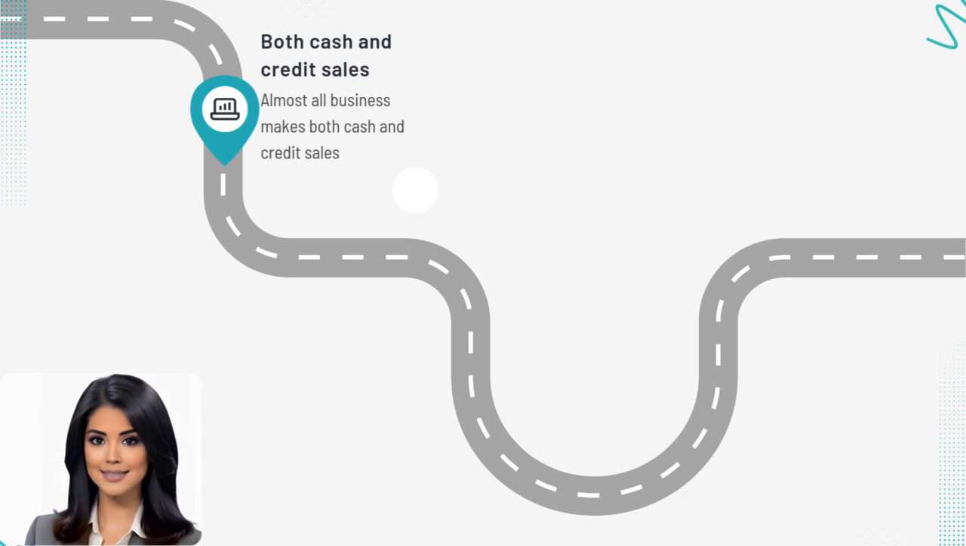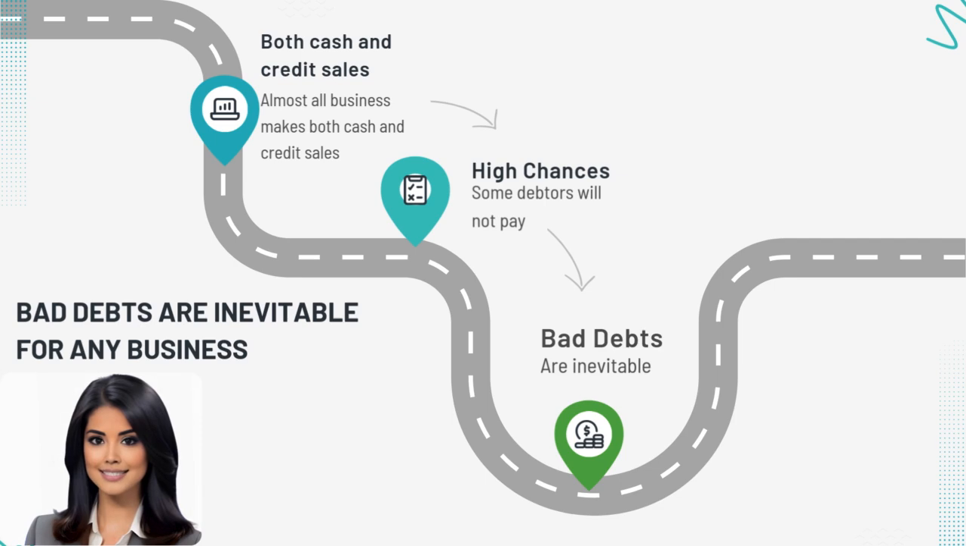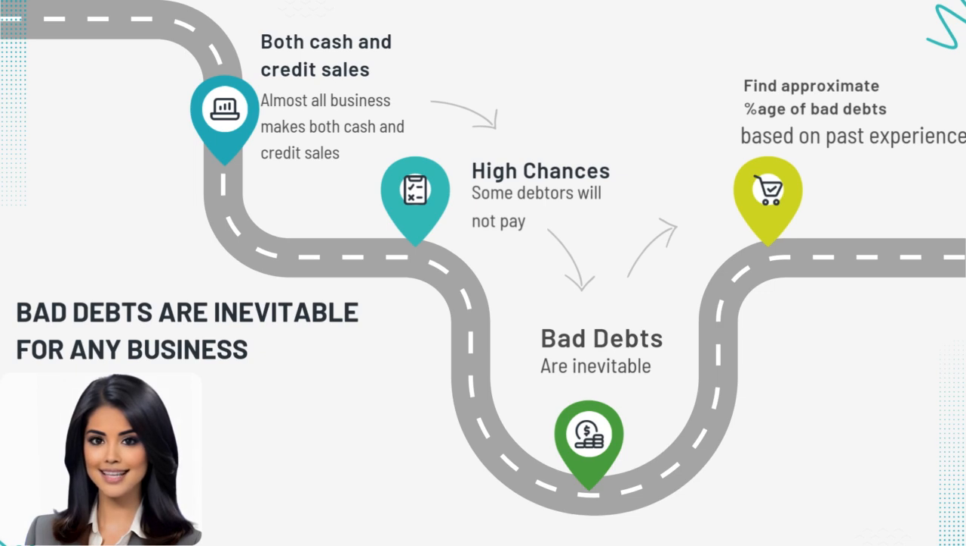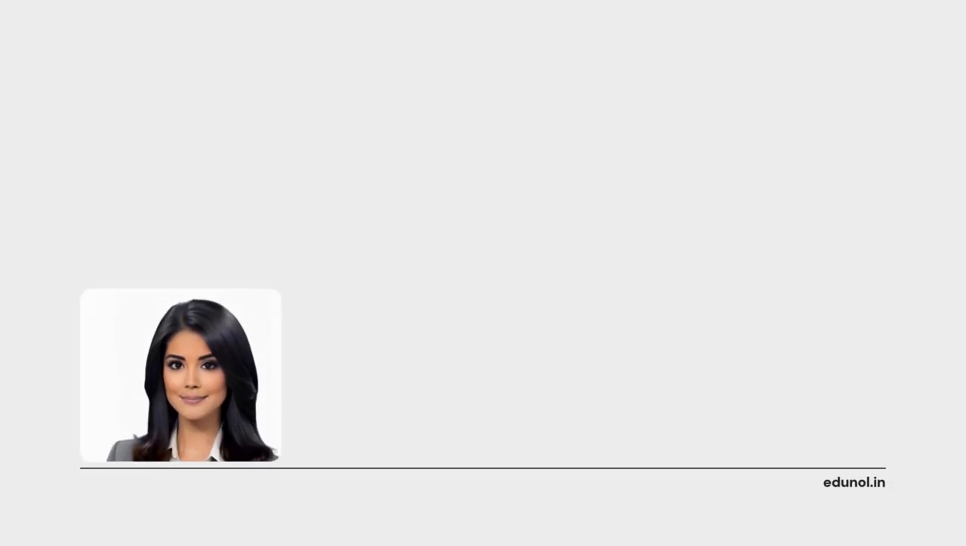As we have seen earlier, a firm makes sales both against cash and against credit. This is true for most types of businesses. If a business will make credit sales, then there are always high chances that there will be some debtors who will not pay money and the debt will become bad. Bad debts are inevitable for any business which makes credit sales. When a business makes credit sales, then it is expected that some percentage of debtors will become bad. Based on past experience, every business can know approximately what percentage of their debtors become bad debts.